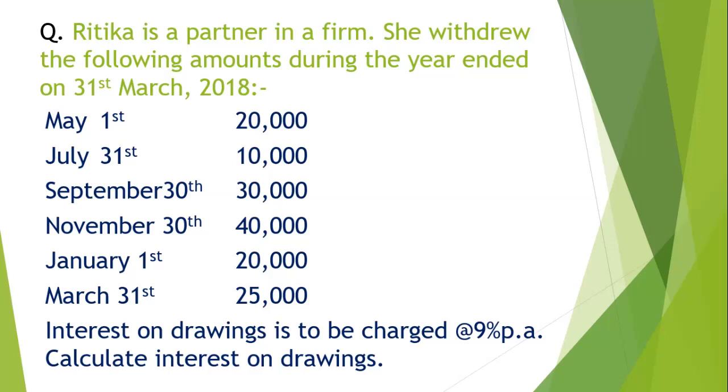In this question you can see every drawing has been made by Ritika at the beginning or end of a month, whatever. Obviously it is not an equal or continuous time interval. It is a different time interval and a different amount. That's why we are using the product method. But days are not given, so it means the period will be in months. So now see.